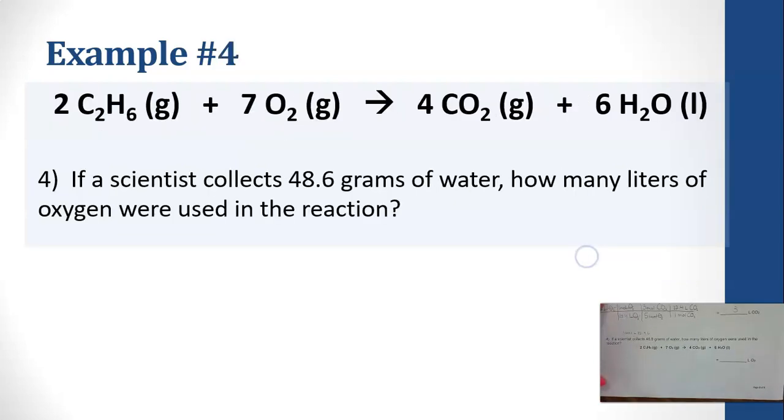Okay, last problem. If a scientist collects 48.6 grams of water, how many liters of oxygen were used in the reaction? So 48.6 grams of water is my given. Liters of oxygen is my unknown. I start by writing my given, 48.6 liters of H2O.